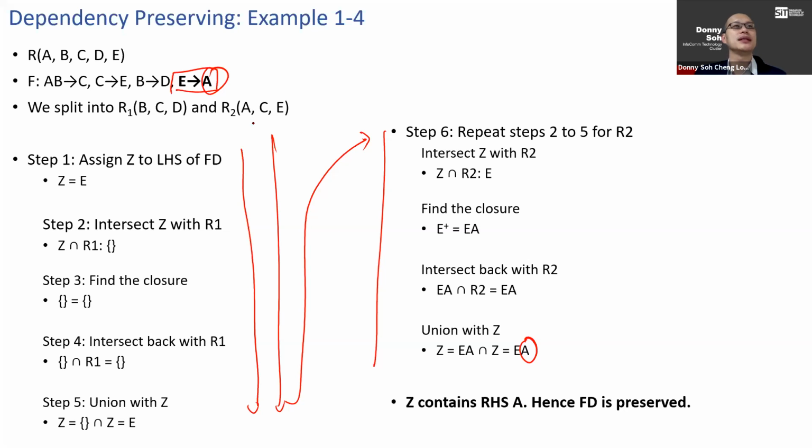But the short circuit is that both the left hand side and right hand side fall in one table. In this one, the left hand side and right hand side are not in this table. So because of that, I can say, oh, this FD is not preserved. Oh, sorry, this FD is preserved because it is in my second table.